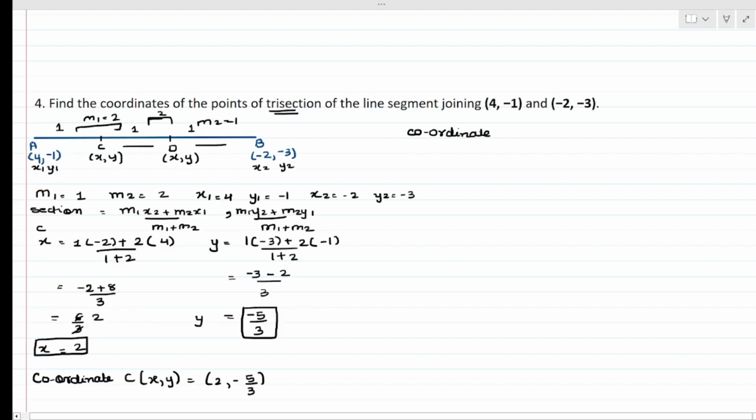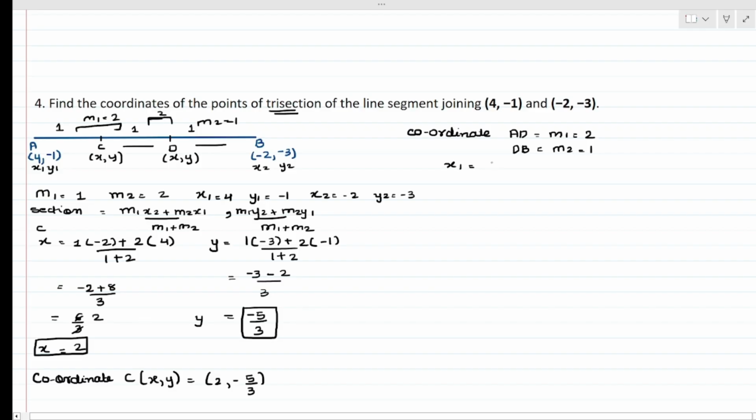Why so? Because now the distance between AD, that means it will be your M1, becomes 2, whereas the distance between DB, your M2, becomes 1. So your M1 becomes 2 and M2 becomes 1. And write down the rest of the things.